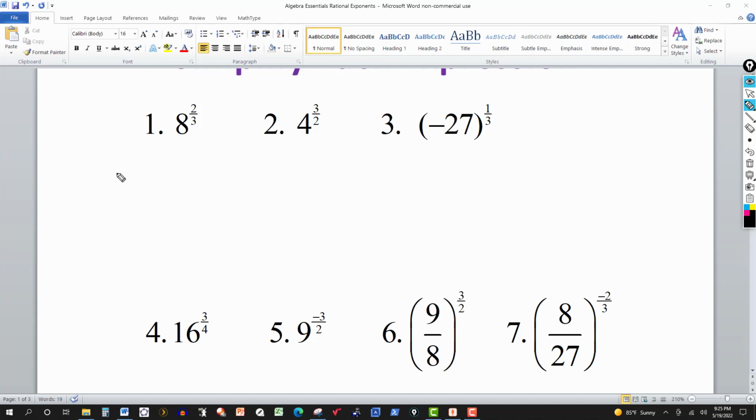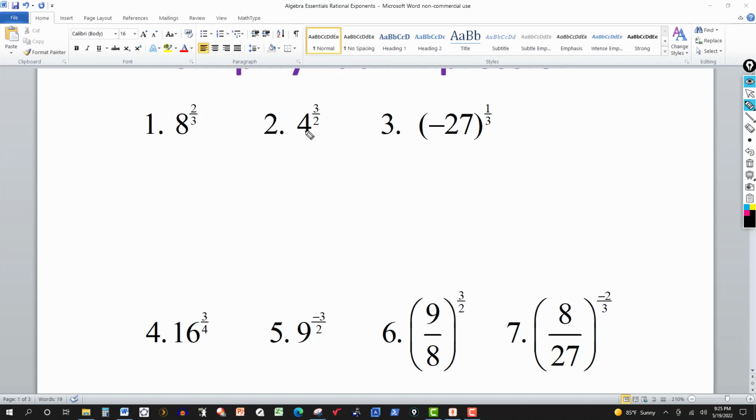Now you can also set it up this way using the properties of exponents. You can say, well, 8 is taken to the 2/3 power. I can write 8 as 2 to the 3rd. And then the exponent outside there still stays 2/3. And then a power to a power, you multiply the exponents. So 2/3 times 3, the 3's cancel out. I get 2 squared, and I get 4. So the answer is still 4.